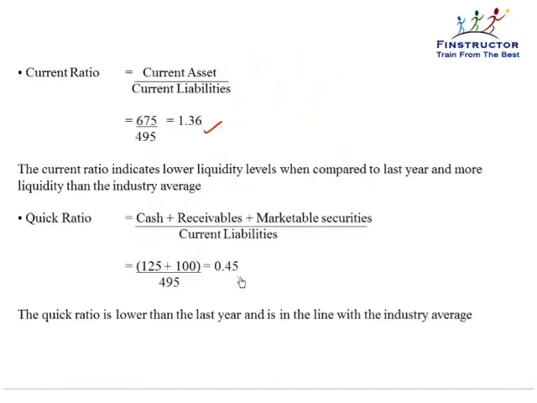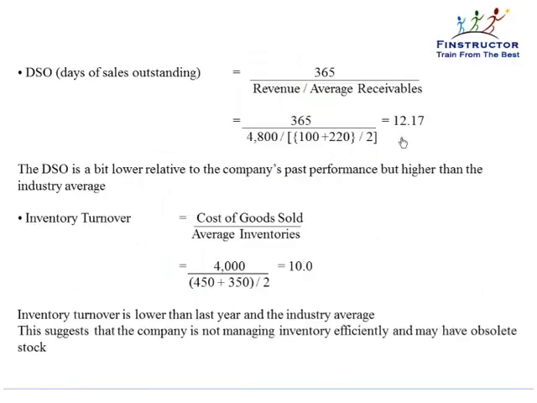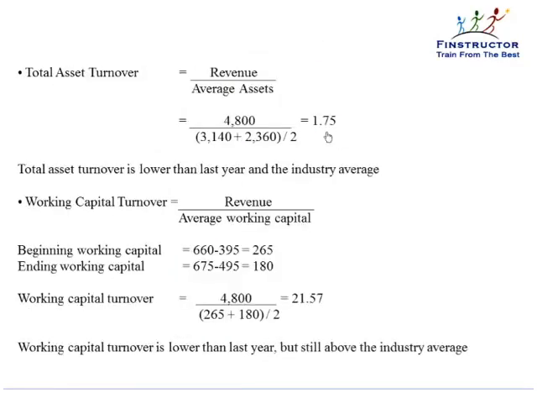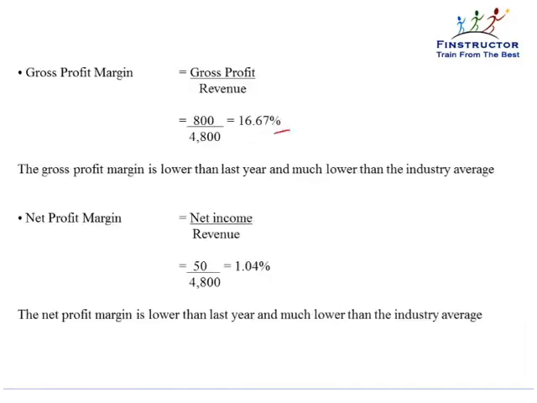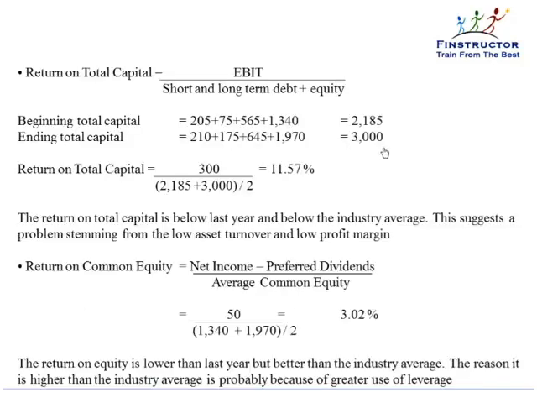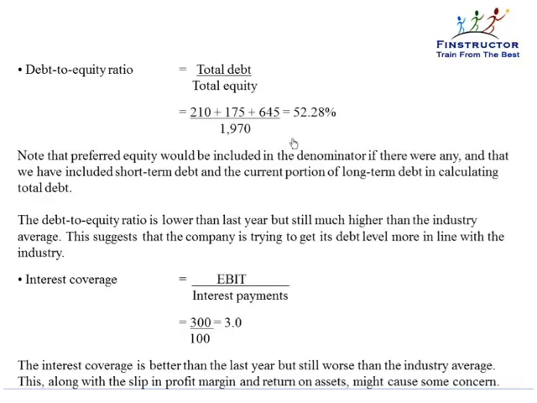Current ratio, quick ratio, days of sales outstanding, inventory turnover, total asset turnover, working capital turnover, gross profit margin, net profit margin, return on total capital as we calculated, the return on common equity, debt to equity ratio. Again, it's a pure ratio, so just use the end of period values. No need to take an average. And the interest coverage, that is EBIT upon the interest payment. So that was about the core review on ratio analysis.